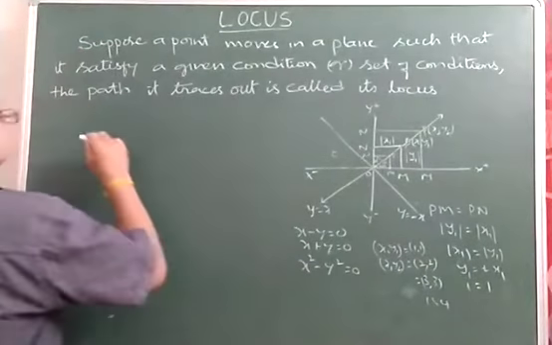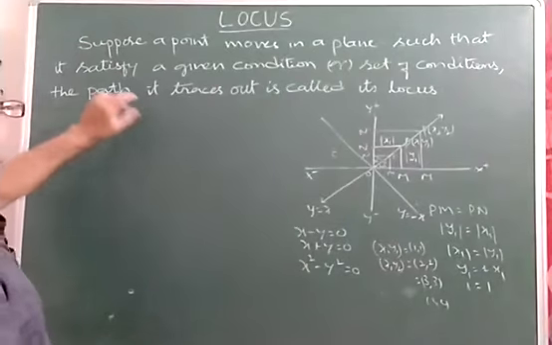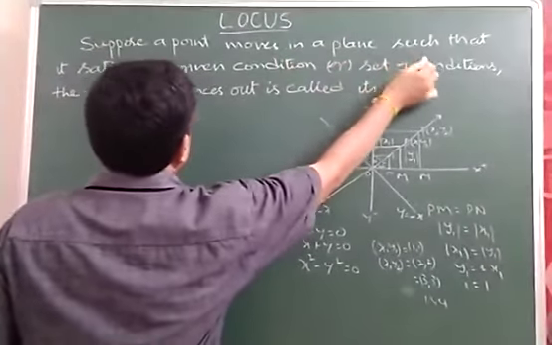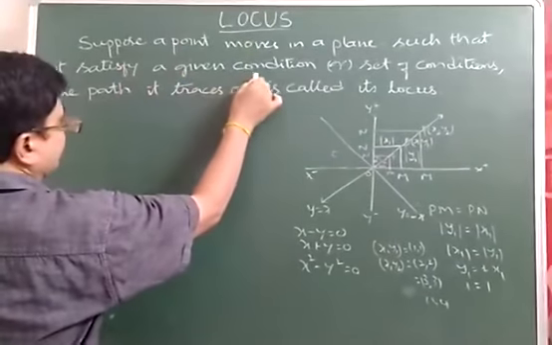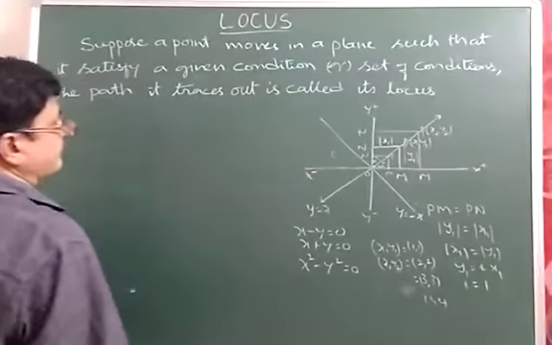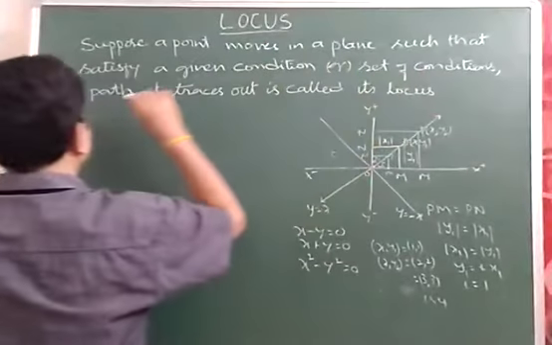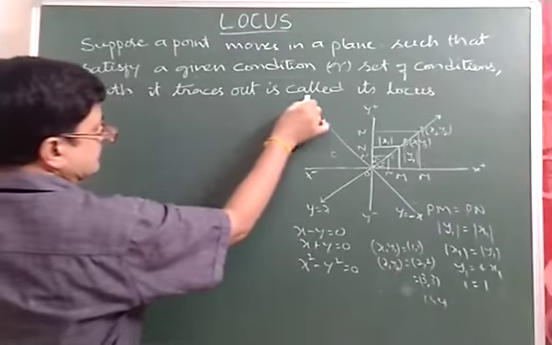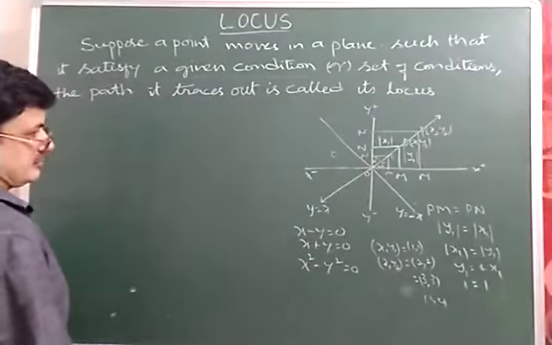Similarly, that's why locus means: suppose a point moves in a plane such that it satisfies a given condition. Given condition means a given geometrical condition or set of conditions. Then the path it traces out is called its locus.